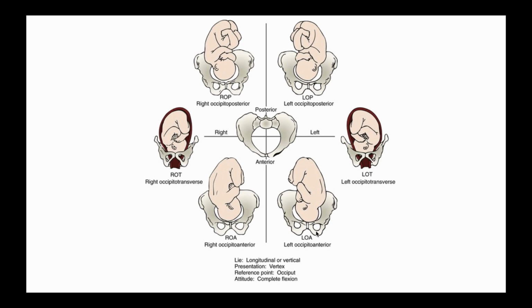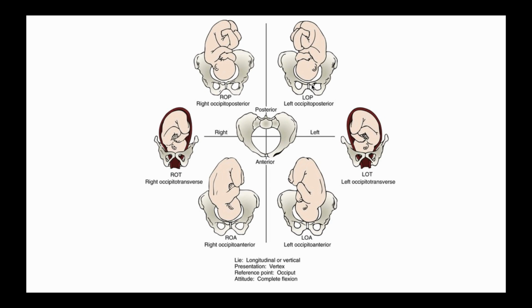So let's start from here. When we say left occipito-anterior, what we mean is that the occiput of the baby is facing the symphysis pubis, whilst the back of the baby or the spine of the baby is pointing towards the left side of the mother. When we say right occipito-anterior, it means the occiput of the fetus is pointing towards the symphysis pubis, but the spine of the fetus is pointing to the right side of the mother.